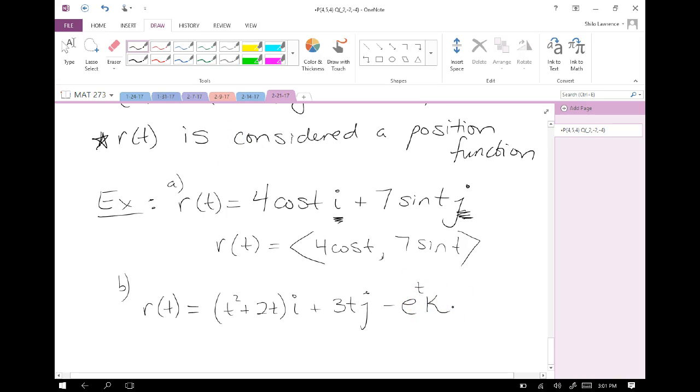That looks fun, doesn't it? t squared plus 2t i plus 3t j minus e to the t k. A vector valued function. It could.